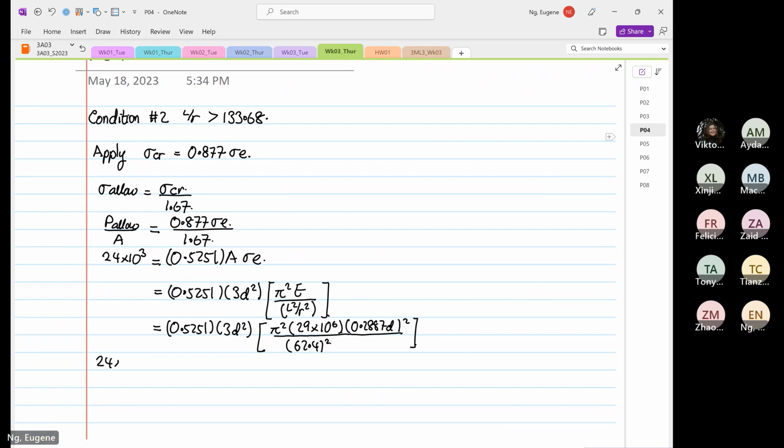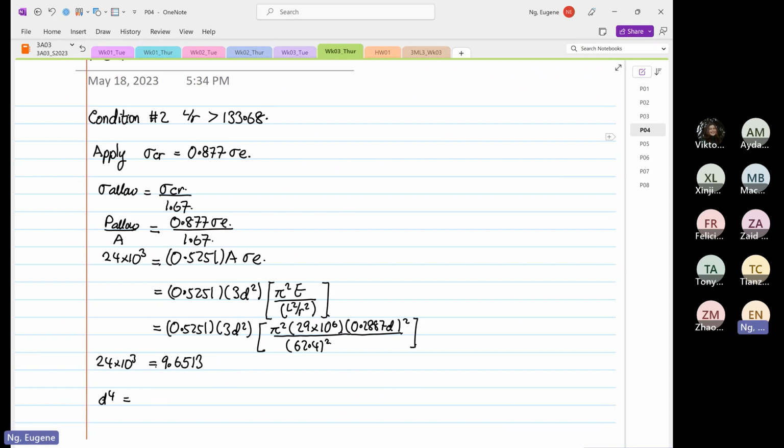Okay. So this will be equal to 24 times 10 to the power 3 is equal to 0.5251 times 3 times pi times 29 power 6 times 0.2887 times 0.2887 divided by 62.4 divided by 62.4. So this will be equal to 9.6513 d to the power 4. Let me try again: 0.5251 times 3 times pi, 29 power 6, 0.2887, divide 62.4, divide 62.4. Yep, 9.6513. So d to the power 4 is equal to 24 power 3 divided by 9.